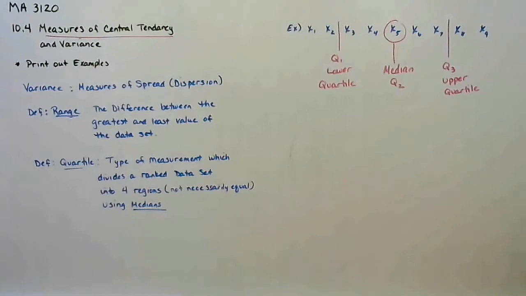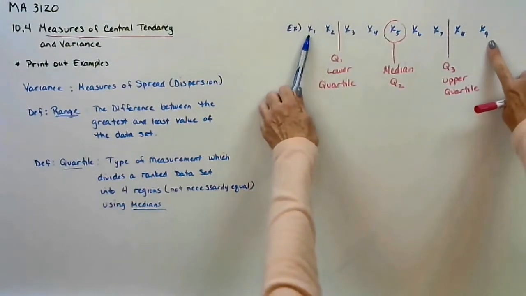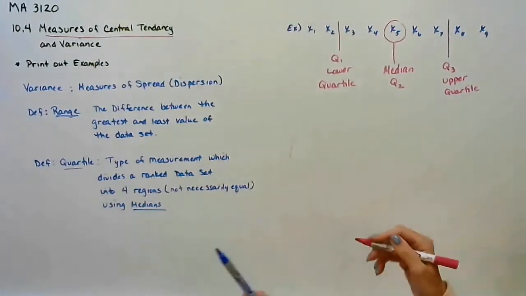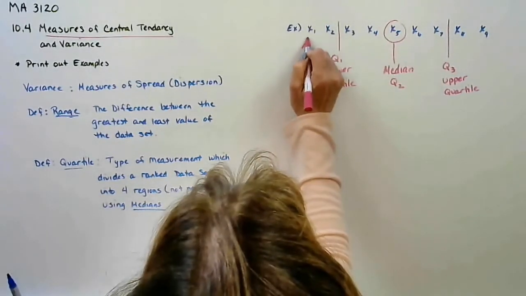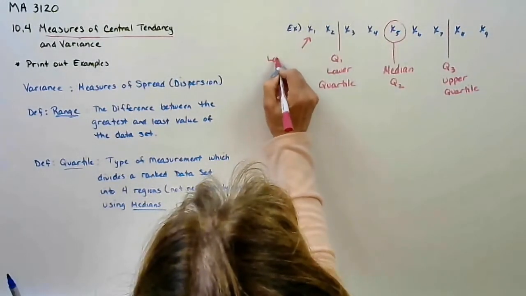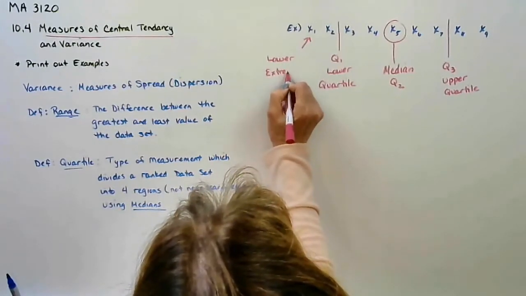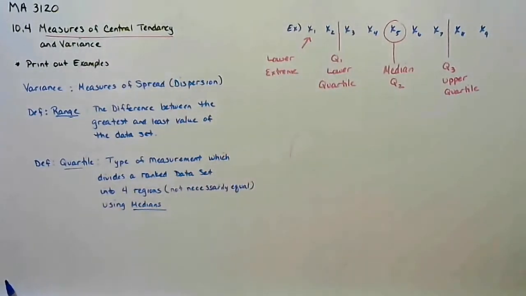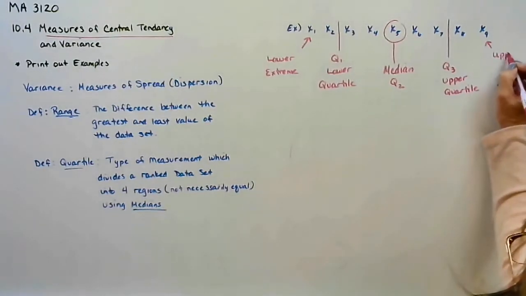And then we have our lowest value and our highest value. Remember, our lowest and our highest came up with our range. So this very lowest one, this very first term, we call our lower extreme. And this very last term is called the upper extreme.